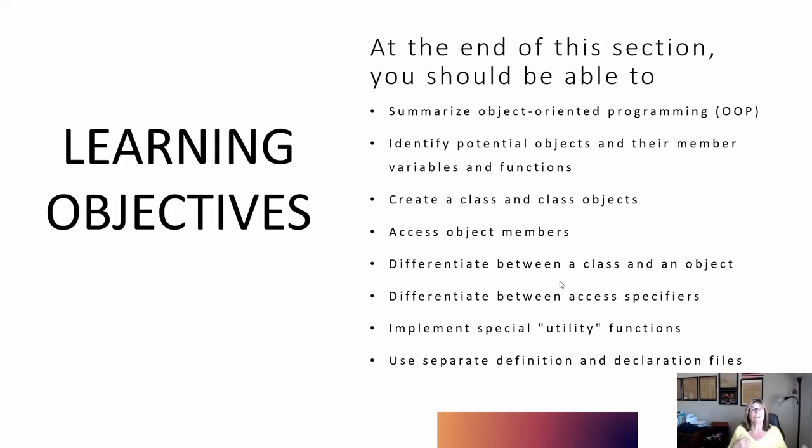We're going to be able to create classes and create class objects. We're going to be able to access those class objects. And then we're going to be able to differentiate between what is a class and what is an object, and between access specifiers. Finally, I'm going to introduce you to some special utility functions, and then we're going to learn that we can separate the definitions and the declarations into separate files.